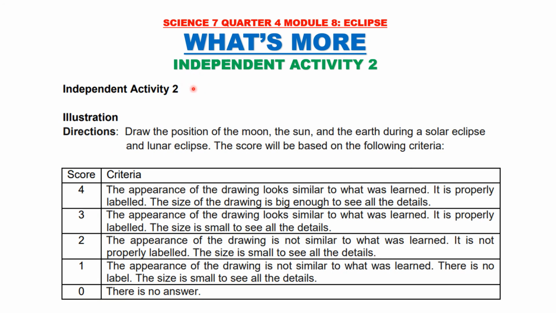Independent Activity 2. Illustration. Draw the position of the moon, the sun, and the earth during a solar eclipse and lunar eclipse. The score will be based on the following criteria. The appearance of the drawing looks similar to what was learned. It is properly labeled. The size of the drawing is big enough to see all the details. So, if your work is similar to this, then you will get a perfect score.